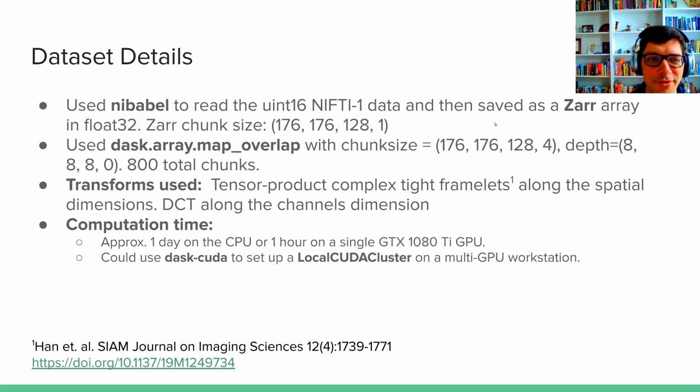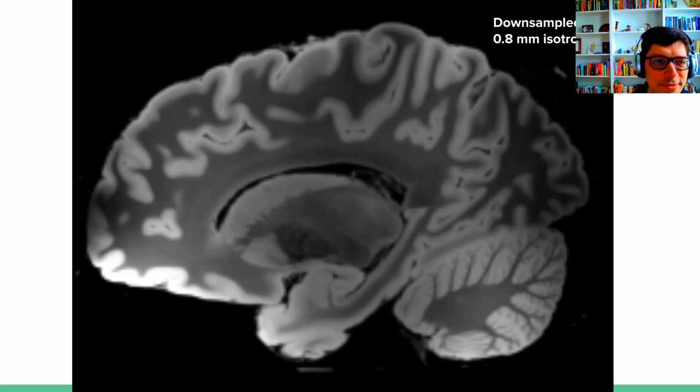So if we run this map overlap with a single threaded schedule, we'll only be loading basically the current chunk at a time. And the transforms used here are described in this publication, and they take about a day to run serially through all the blocks on the CPU, or about an hour on a GPU implementation.